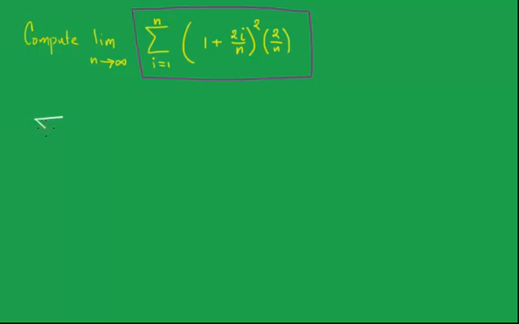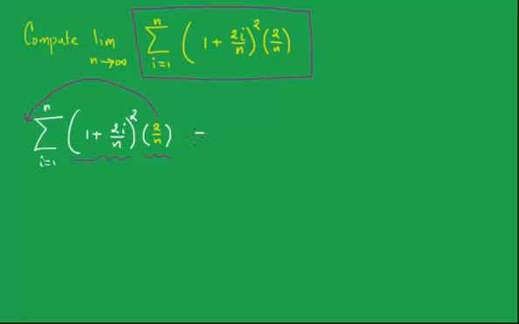We have the sum from i equals 1 to n of (1 plus 2i over n) quantity squared times, and I'm going to write this in yellow, 2 over n. Here we have two factors, this one and that one. And the second factor does not contain the counter. It does not contain i. So I can pull that to the front of the sigma notation.